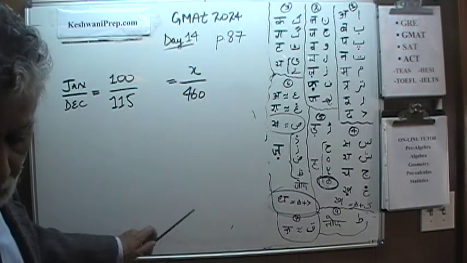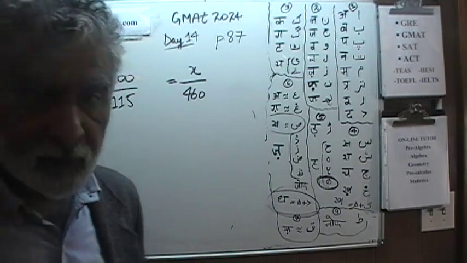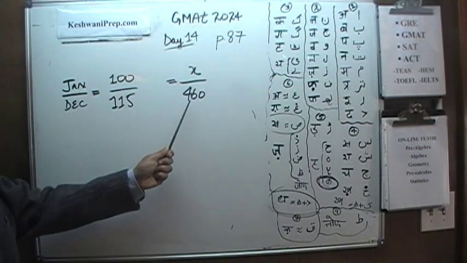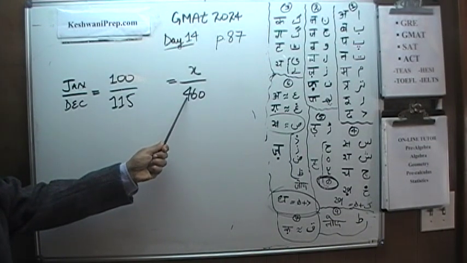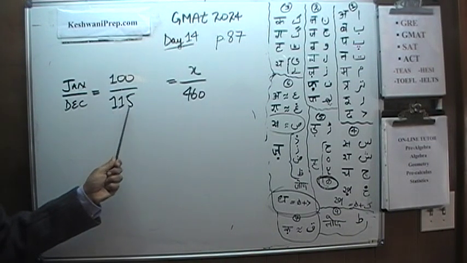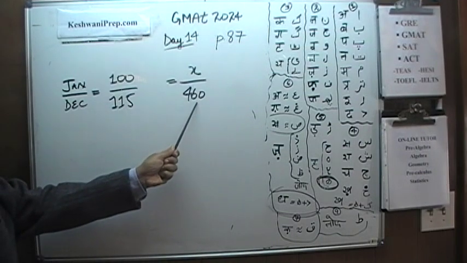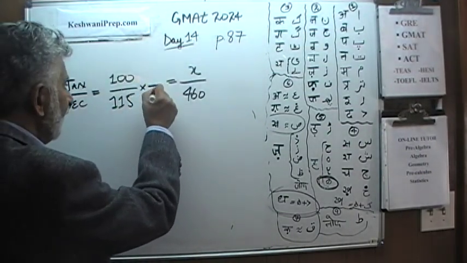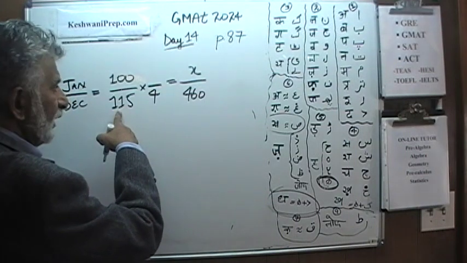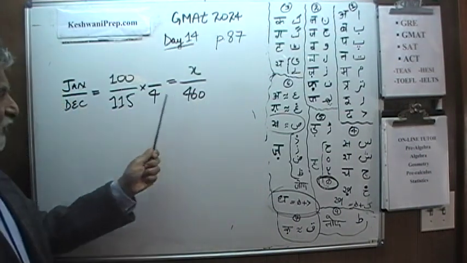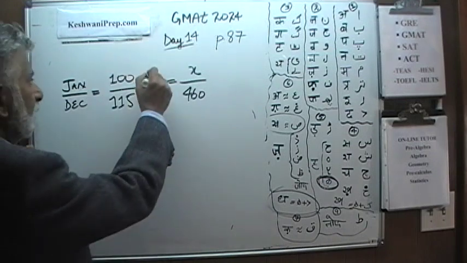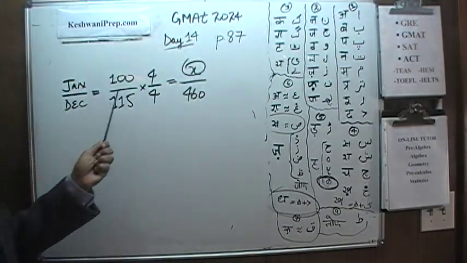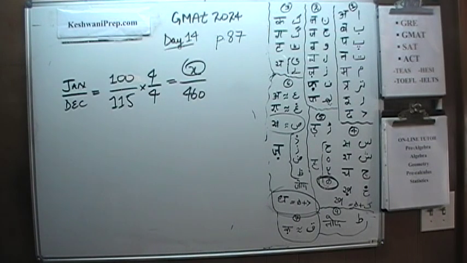Another way you could do that, if you're able to see immediately that 460 that we have here, 4 times 100 is 400, and 4 times 15 is 60. This quantity is exactly 4 times this quantity. 460 is exactly 4 times this quantity. There you go. Which means we must have had 400. It works out.